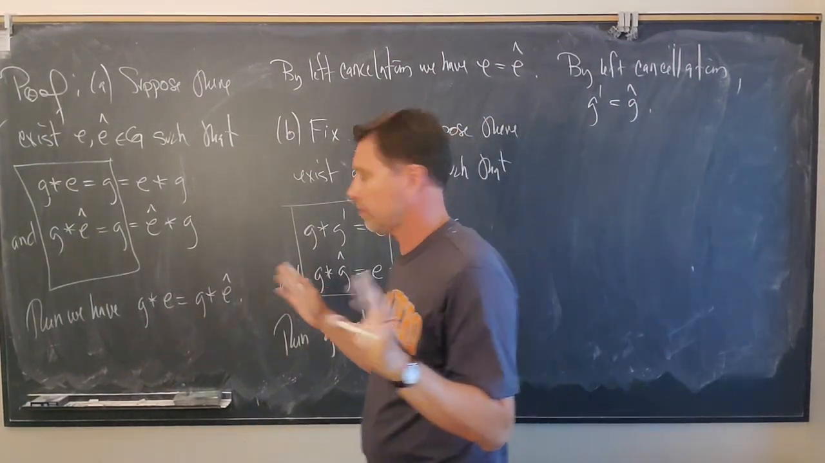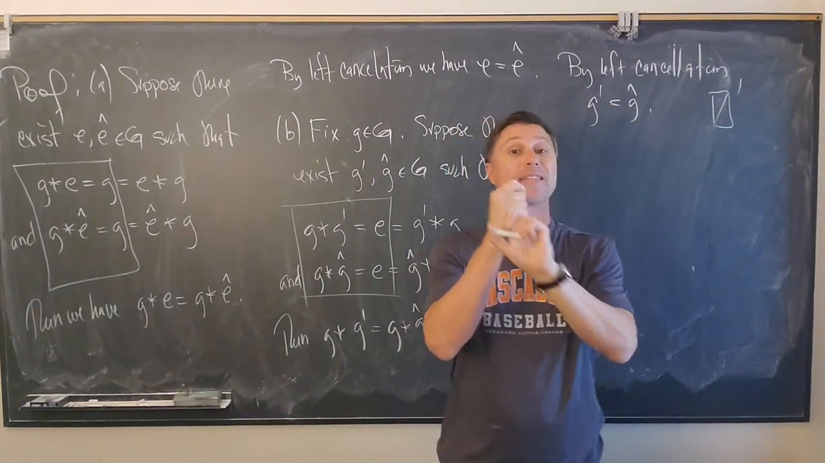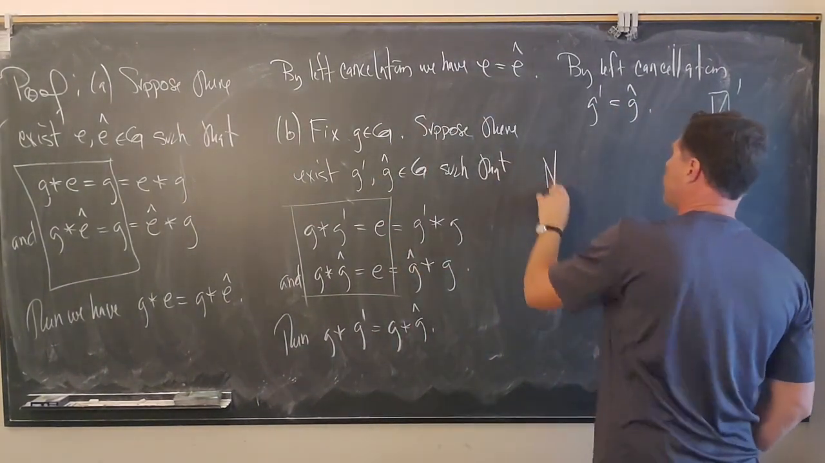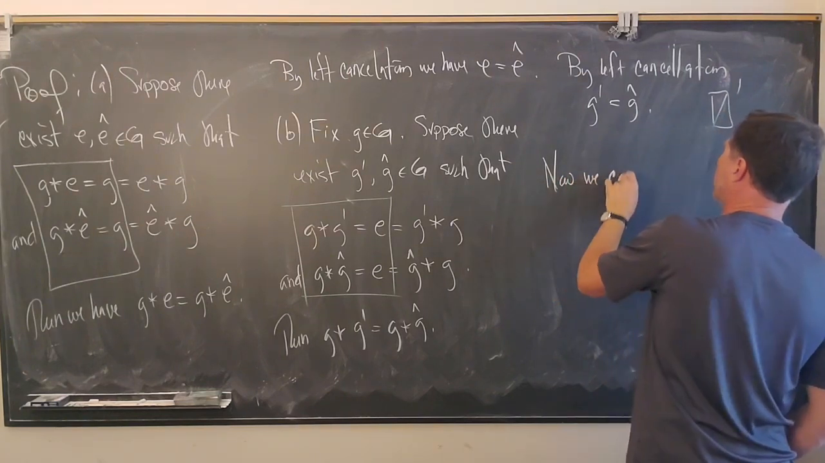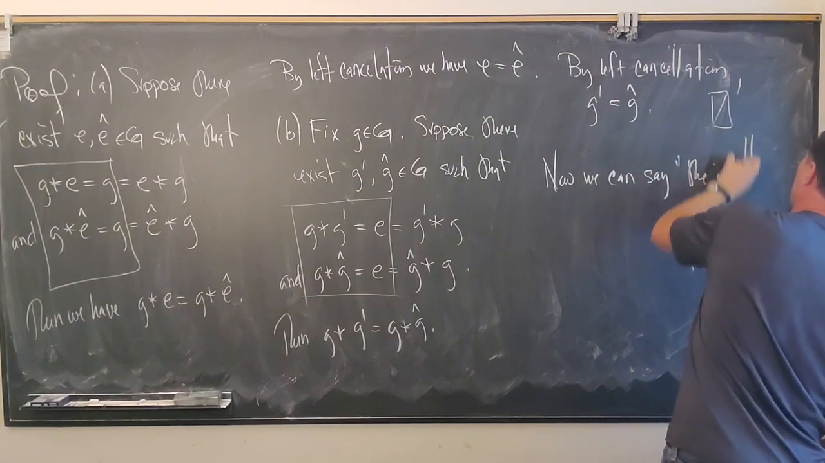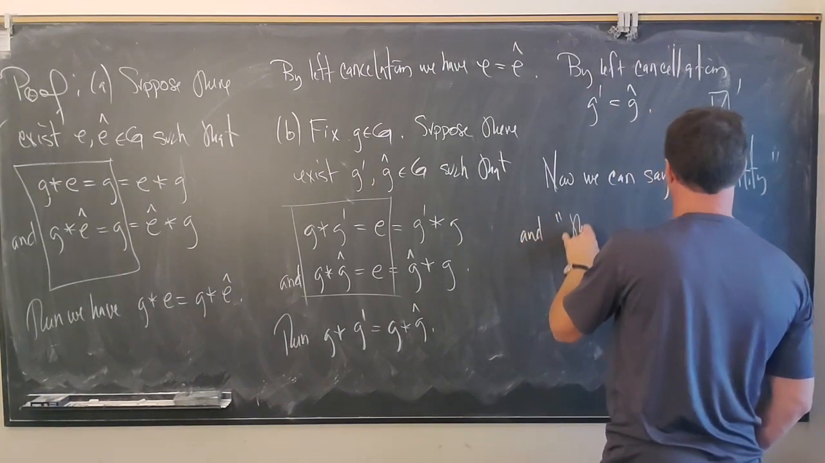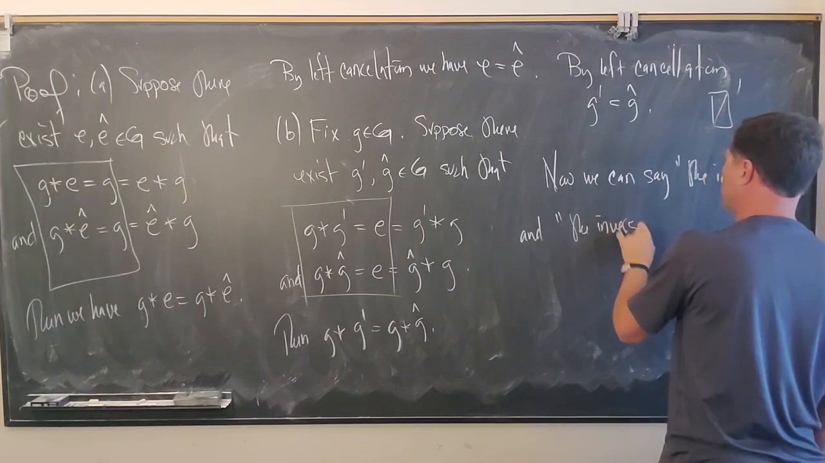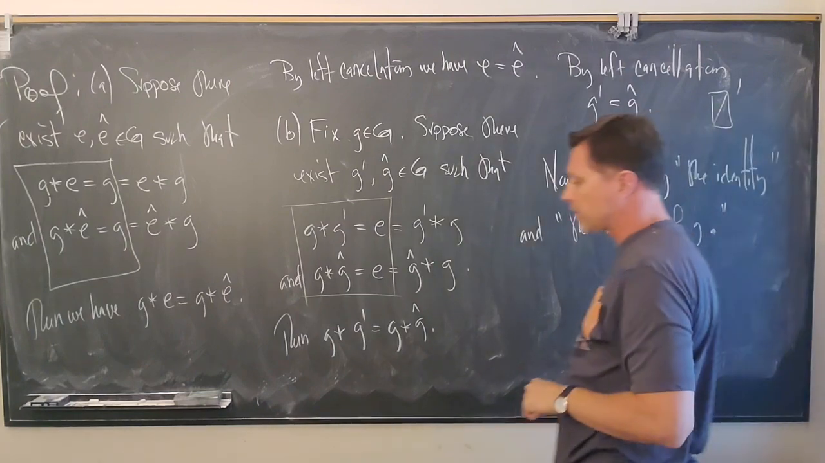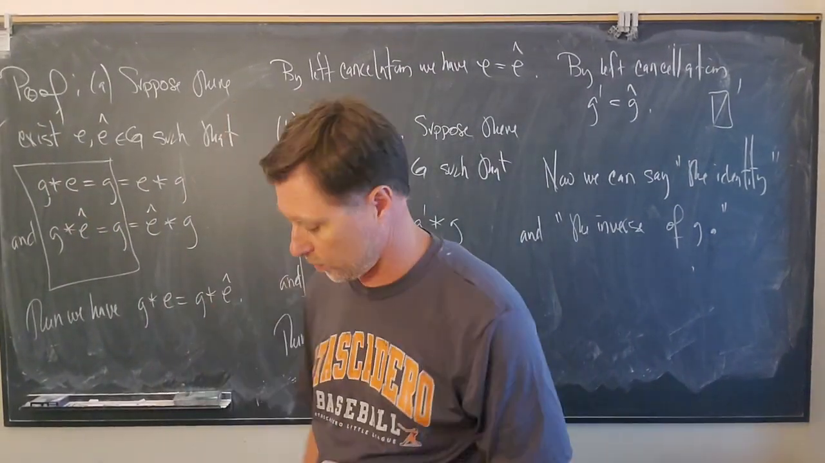So from now on, let me write my little box. We finished our proof. From now on, we can say the words the identity and the inverse of little g. Okay, so that clears up that little ambiguity. There is only one inverse for each element, and there's only one identity for the group.